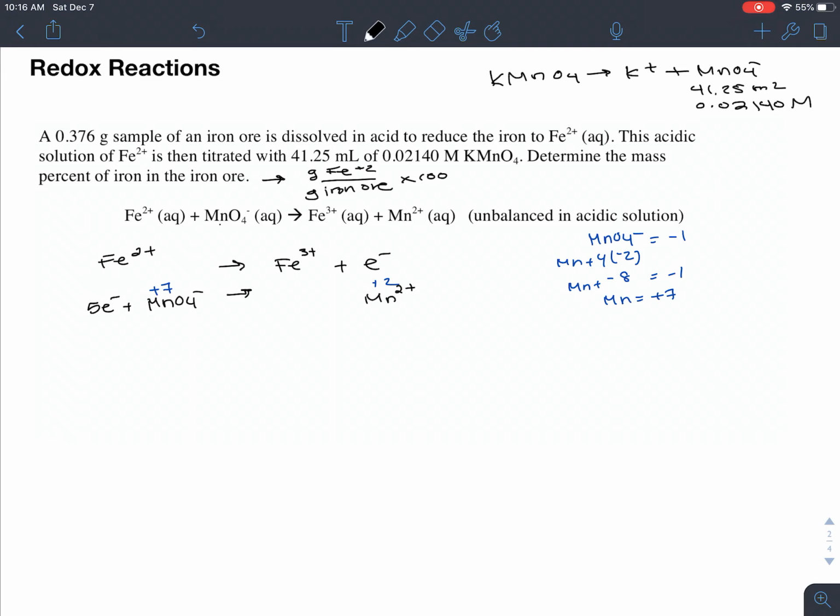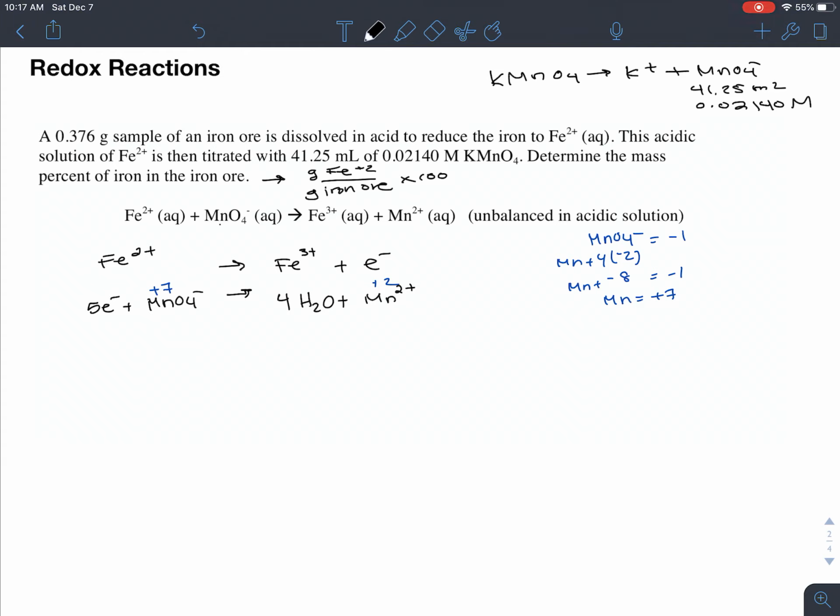Alrighty, well, there's still the issue of you have 1 manganese and 1 manganese, but you have oxygens on your left and not on your right. So to balance that, we add water since it's an acidic solution. I have 4 oxygens, so I'm going to add 4, I'll do it here, 4 water molecules. Perfect. Manganese is balanced. I have 4 oxygens. They're balanced on both sides.